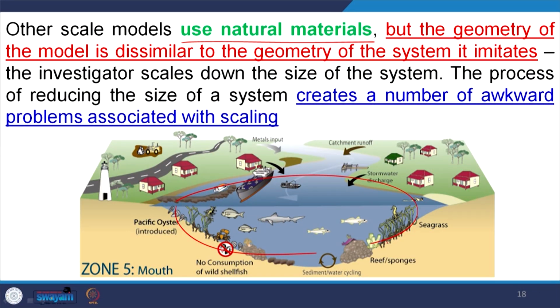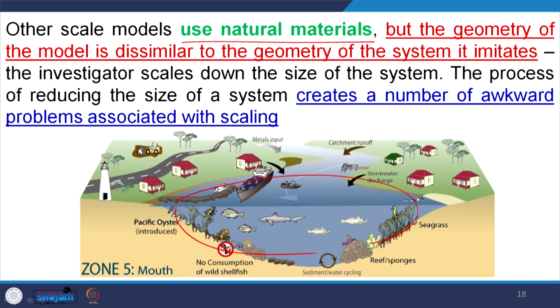What are the disadvantages? For example, suppose we are modeling a lacustrine environment, a lake is there, and we have 7 meter of water depth, and we are creating a model of 1 to 1000 reduction. So, that means this water depth of 7 meter will be 0.7 millimeter. Once 0.7 millimeter depth of water is there, if you are using sand representing the lake sediments, this sand, due to surface tension, will float on this water. So, that means our purpose is not solved.